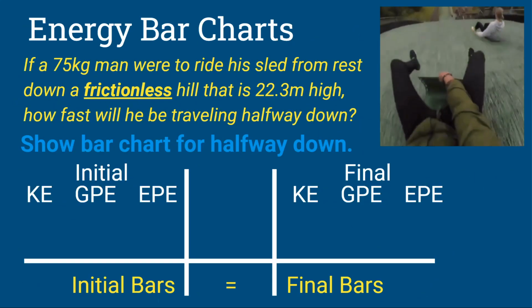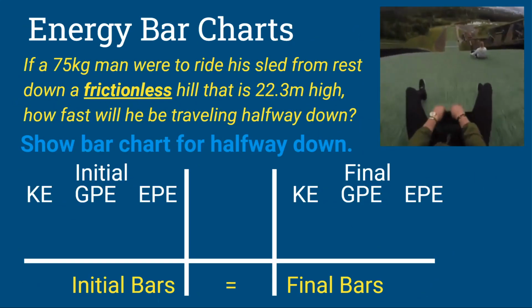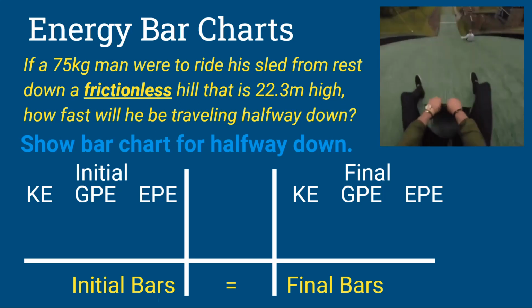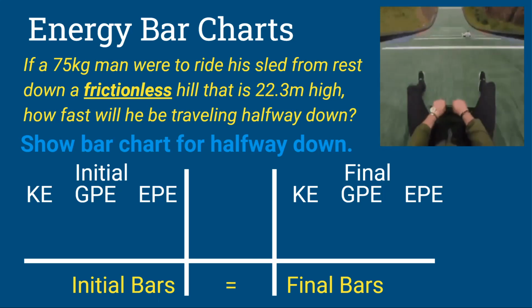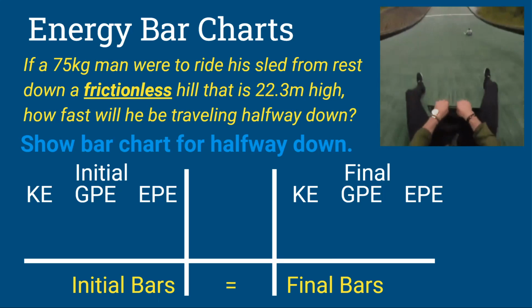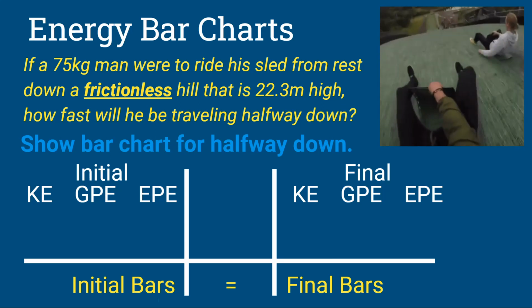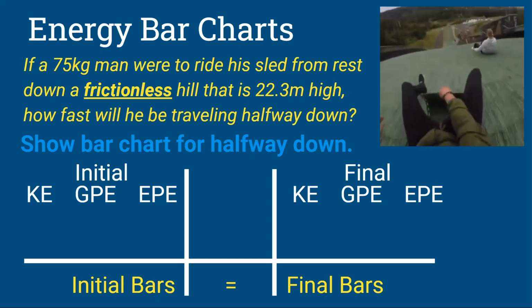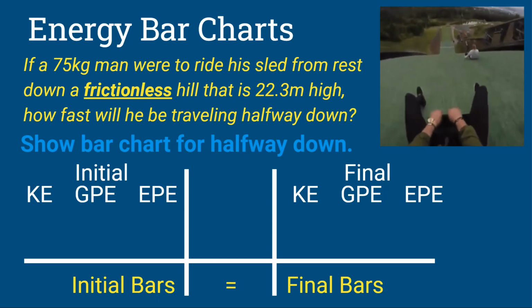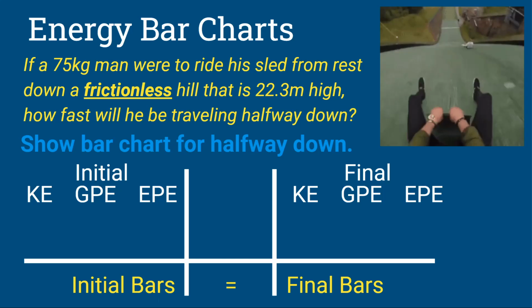So let's try another one. Okay, and instead of pie charts, I'm going to show you another way that we can represent our forms of energy. This one says, if a 75 kilogram man were to ride his sled from rest on a frictionless hill that is 22.3 meters high, how fast will he be traveling halfway down? Show the bar chart for halfway down.